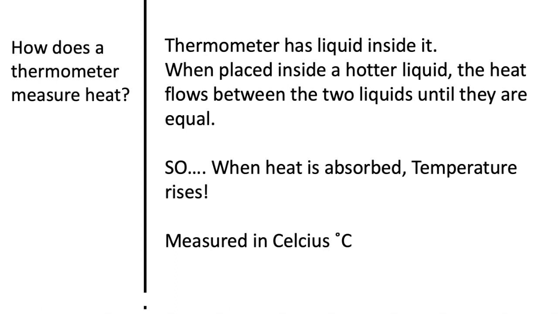Taking into account what we've just taken notes on, saying that heat moves from an area of hot to cold, a thermometer has liquid inside. When that thermometer is placed inside a liquid that is hotter, the heat flows between the 2 liquids from the hot to the less hot, which is inside the thermometer. And what will happen is that the 2 liquids will become the same temperature, which means that when the heat is absorbed, the temperature inside of the thermometer will then rise. Therefore, the temperature will rise, and it will be measured in degrees Celsius.